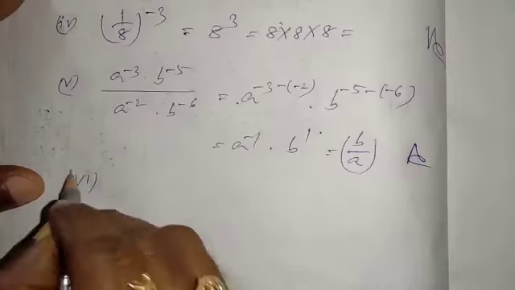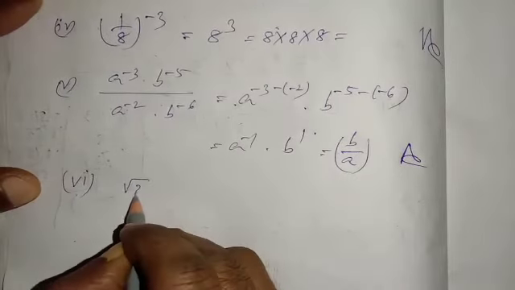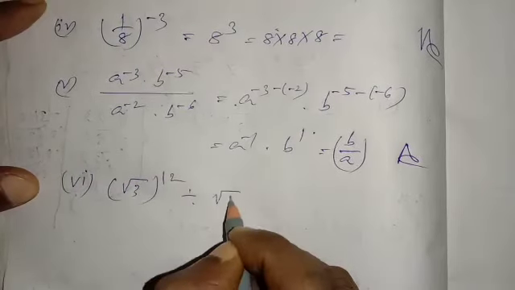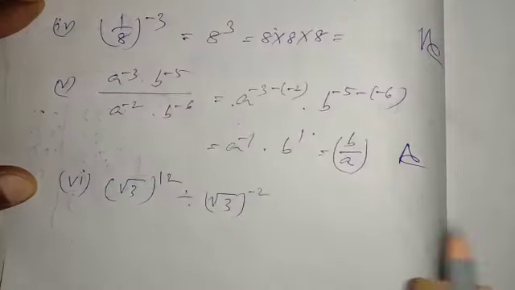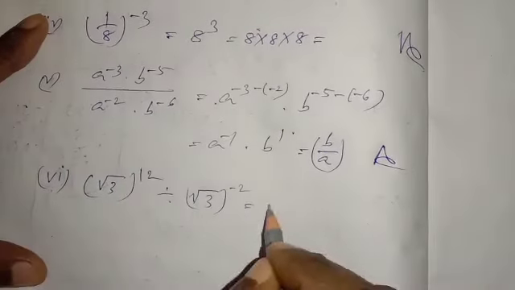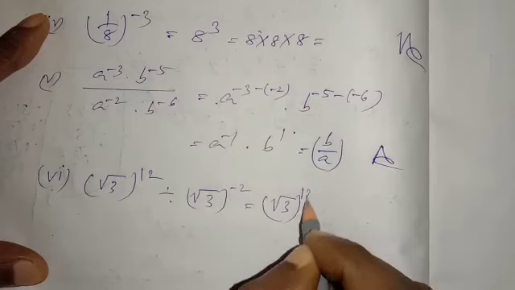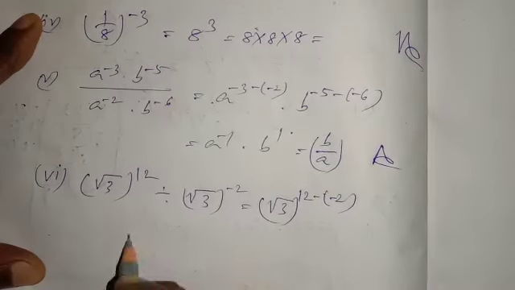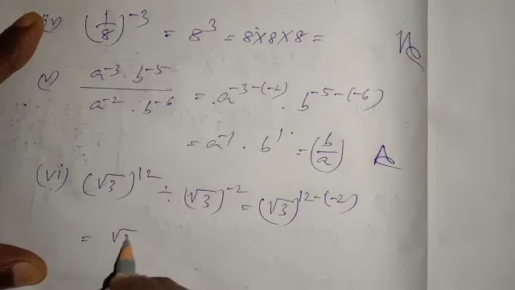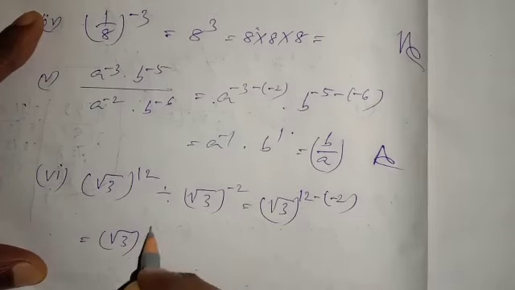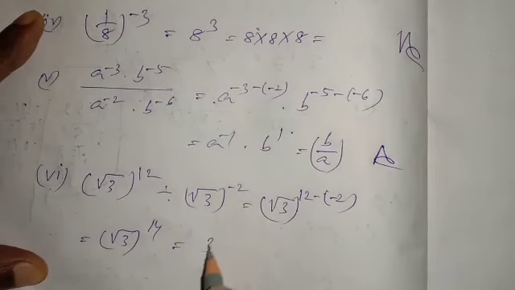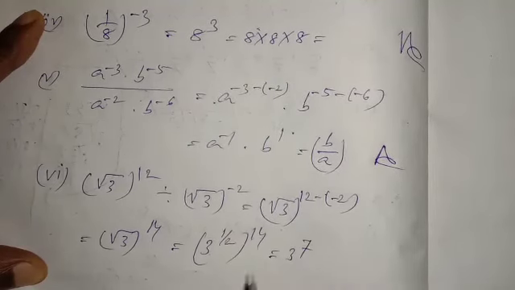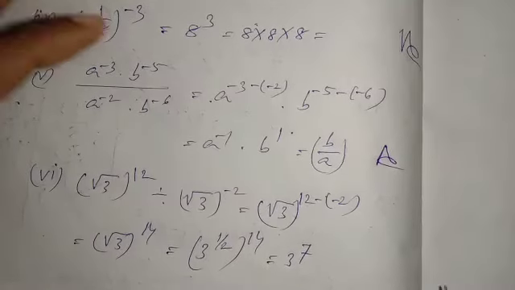The sixth part, the last part of number 4. (√3)^12 divided by (√3)^-2. In case of division, the power is subtracted and the base is the same. That is (√3)^(12 minus of -2). Then this will be (√3)^(12+2), and 12 plus 2 is 14. And √3 means 3^(1/2), whole to the power 14, that means 3^7. For 3 to the 7, you have to multiply 3 seven times, and you will get the result.